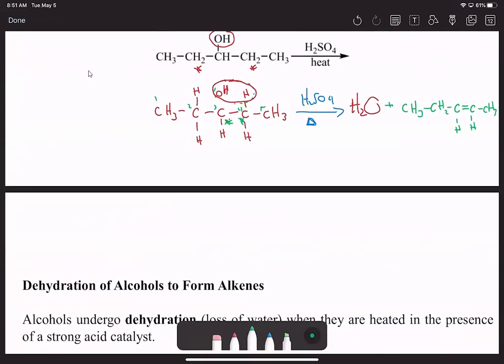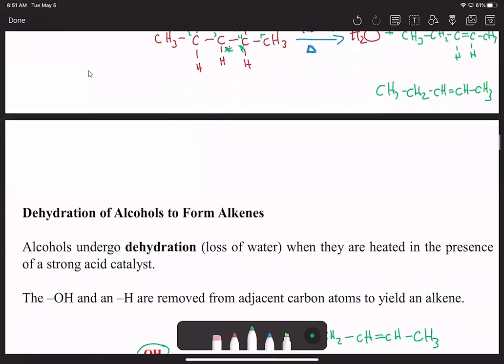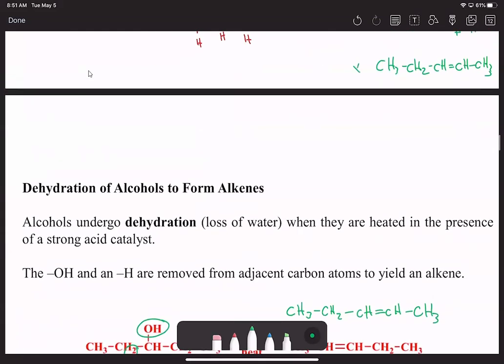Just to make sure, I don't want to confuse anybody here. We have CH3, CH2, CH, double bond, CH, CH3. Right? And that's what I have. So what I wrote here, all I did was take that and I rewrote it down here. Right? CH3, CH2, CH, CH, CH3.